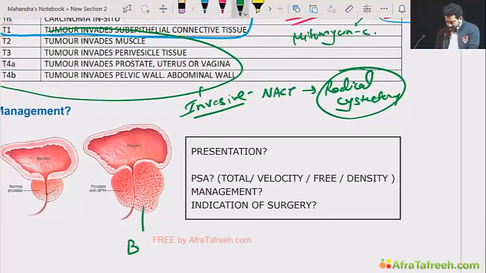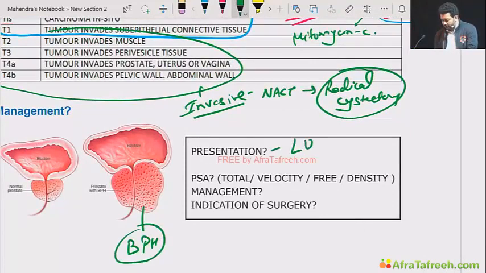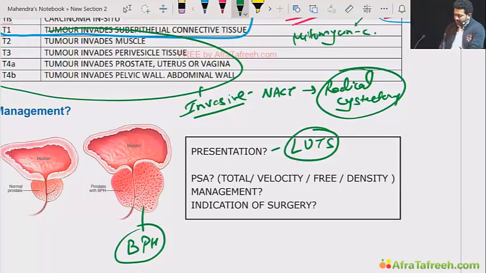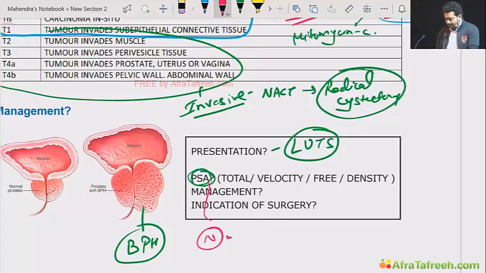BPH. BPH patient will present with the features of lower urinary tract symptoms. Okay, urgency, hesitancy, poor stream. Something about PSA. Okay, raised PSA, what is the normal PSA value? Although it varies from age to age, you can say less than 4 nanogram per ml is normal.